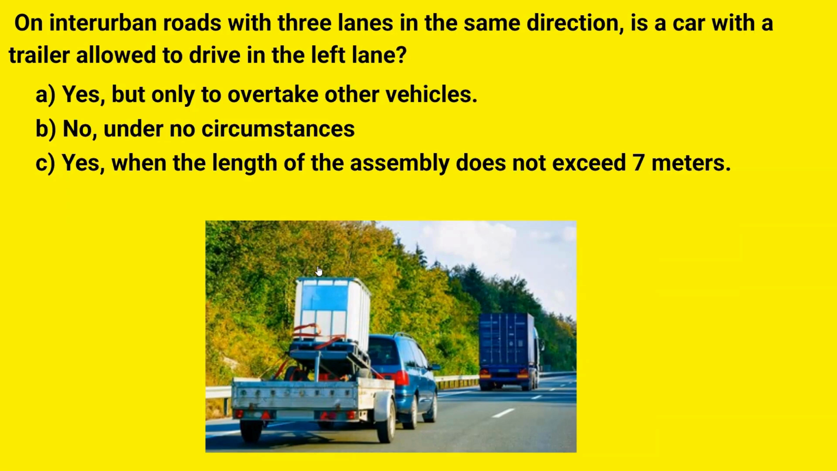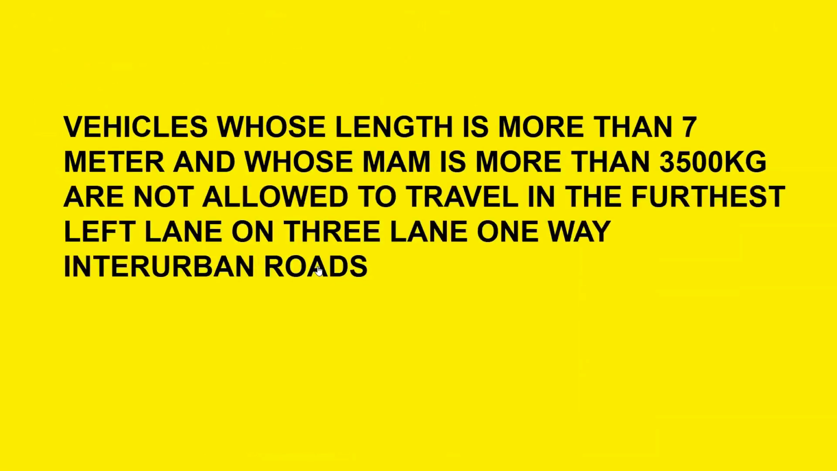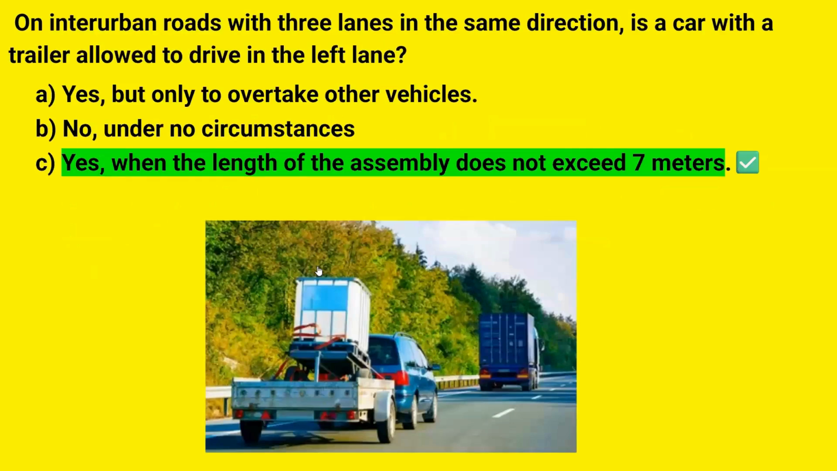Now, I would like to explain one thing: vehicles whose length is more than 7 meters and whose maximum authorized mass is more than 3,500 kg are not allowed to travel in the furthest left lane on three-lane one-way interurban roads. They can only use the adjacent left lane, which is immediately to the left of the right lane. So option C is the right answer. Yes, when the length of the assembly does not exceed 7 meters, a car with a trailer is allowed to drive in the left lane.